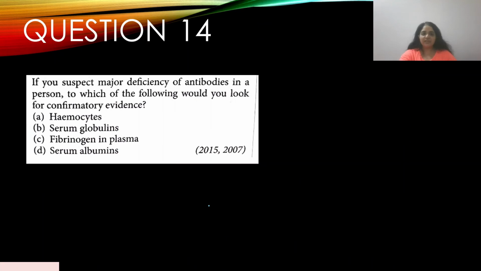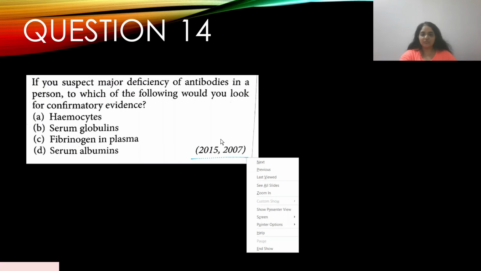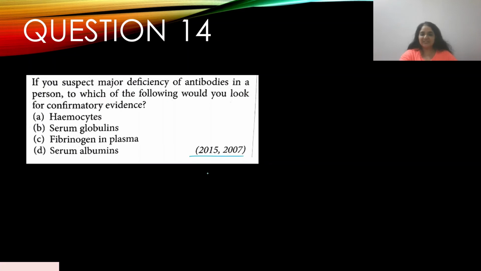If you suspect major deficiency of antibodies in a person, to which of the following would you look for confirmatory evidence? This appeared twice, in 2007 and 2015. So you have A, hemocytes, B, serum globulins, C, fibrinogen plasma, and D, serum albumins. What they are basically trying to test us on is antibodies.